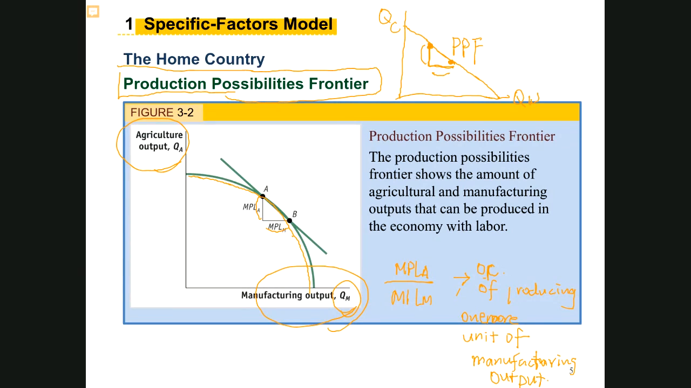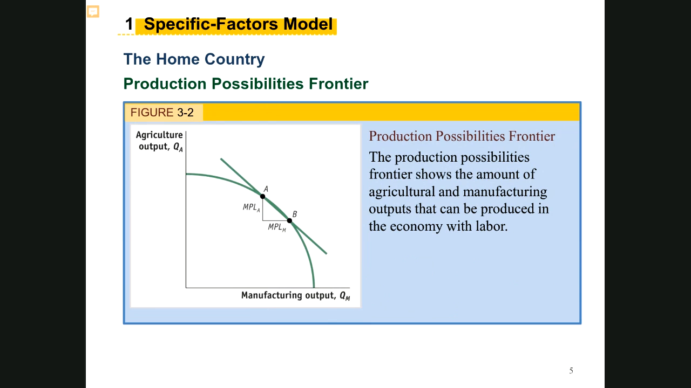Right? Means what? Means if I would like to increase the production, the additional production of the manufacturing output, how many agricultural outputs do I have to give up. So as you can see, this term, the slope of the PPF, once again, should be a negative. So this one should be a negative. And negative, once again, means what? Something you have to give up. It's the idea of the opportunity cost.